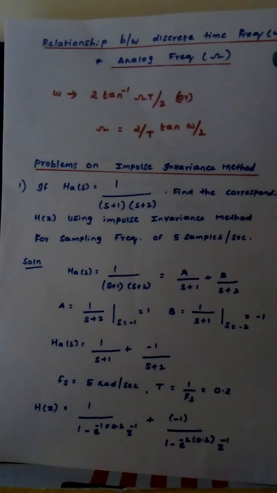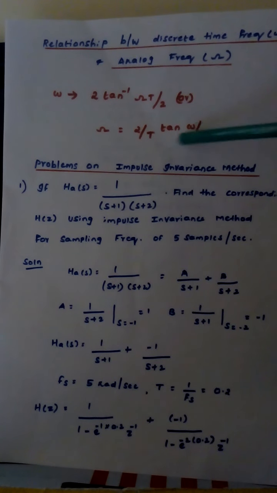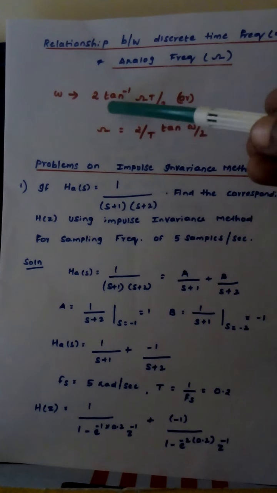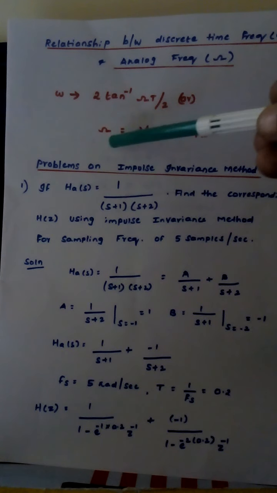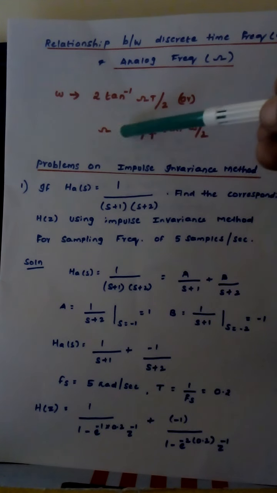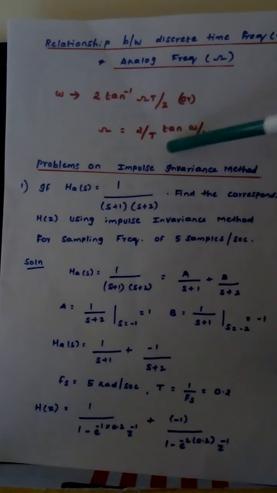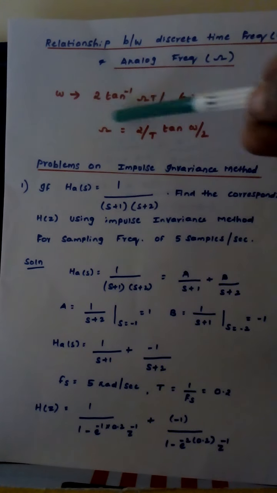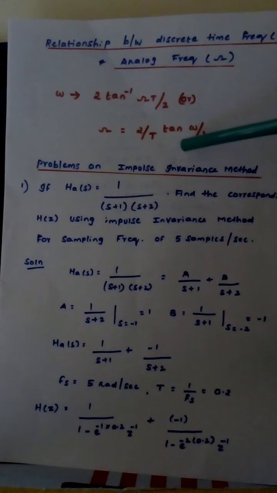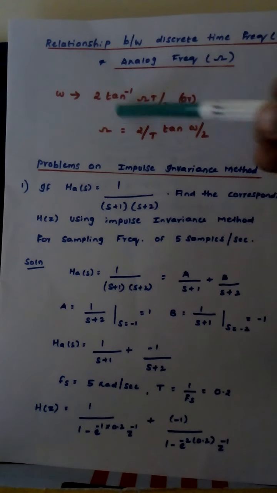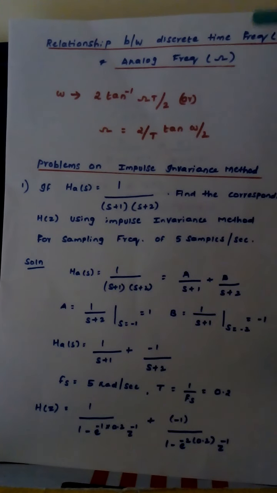So this is the relationship between discrete time frequency omega and analog frequency omega. Sometimes they will give the digital frequency value, and we can find out the analog frequency value by using this formula. So this formula we have to remember. The analog frequency omega equals 2 by T into tan of omega by 2, or we can use this formula also. Any one of the formulas we can use to find out the frequency. This gives the relationship between the analog frequency and the discrete frequency.